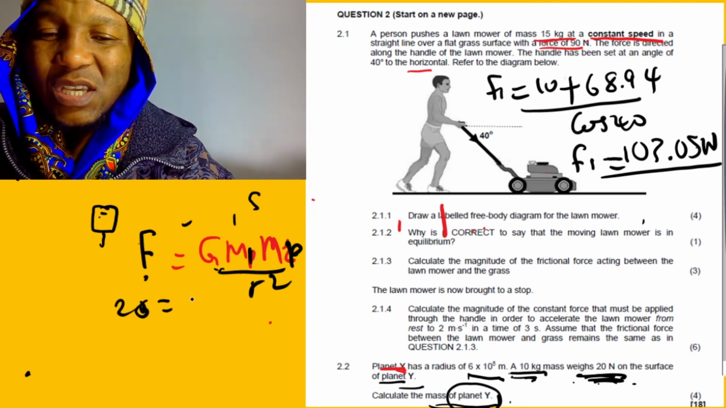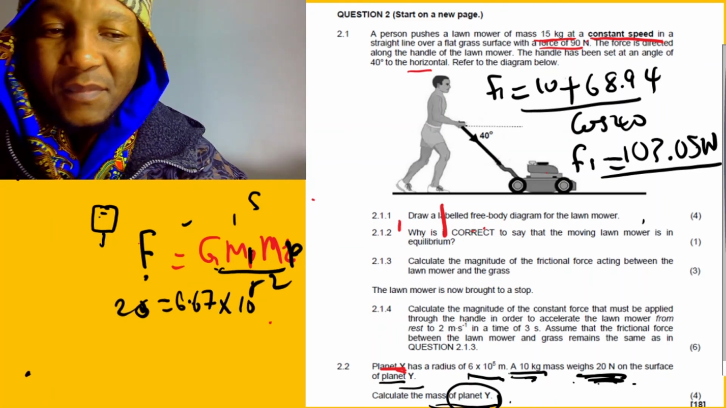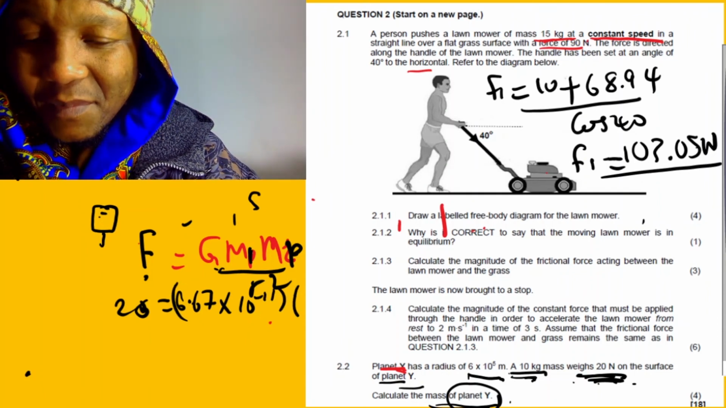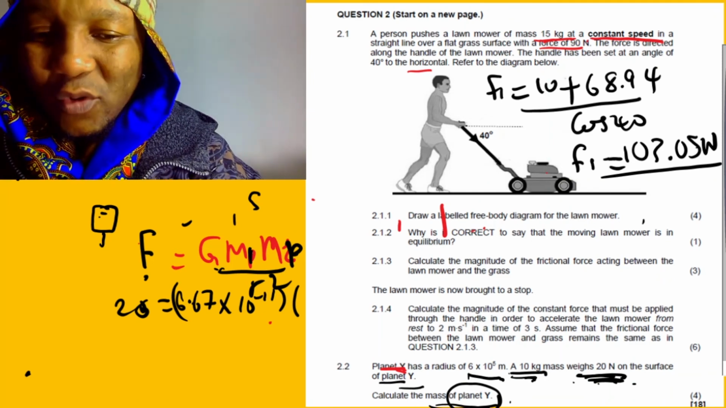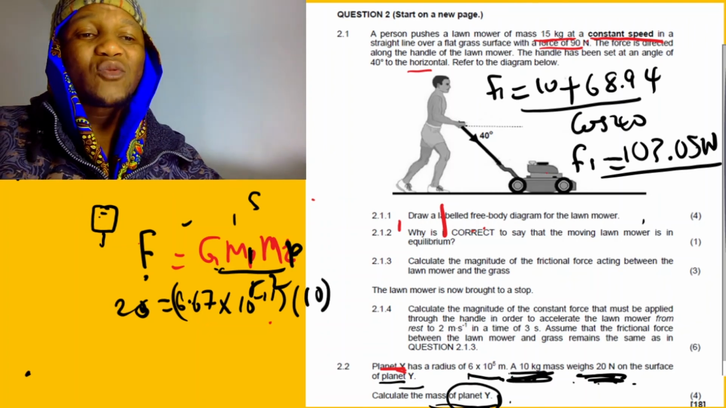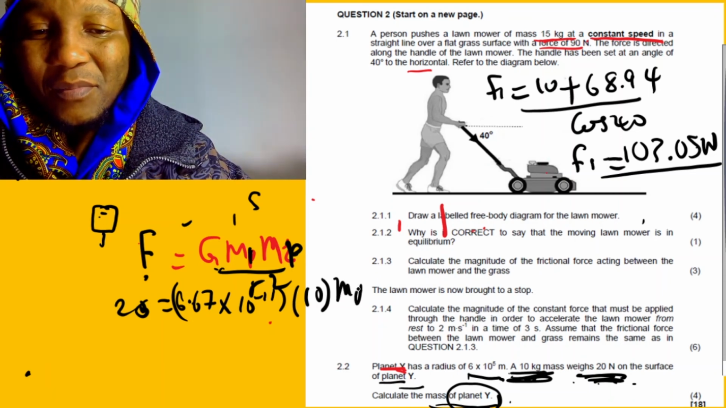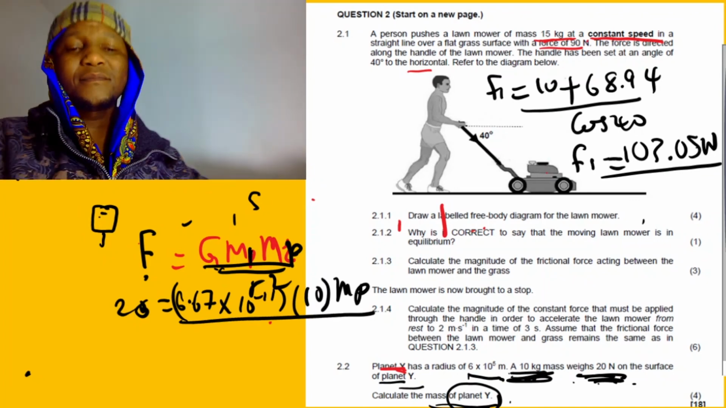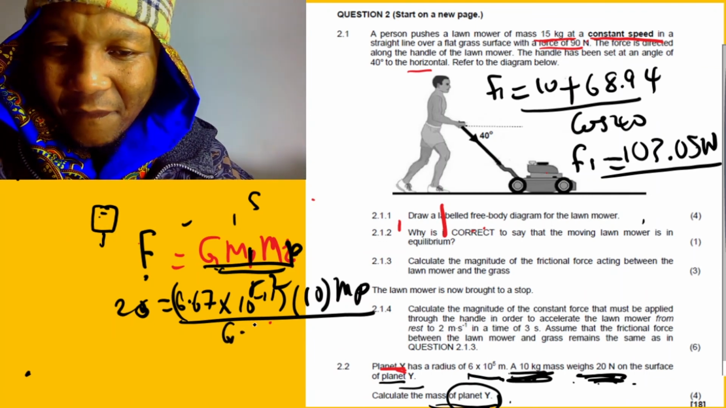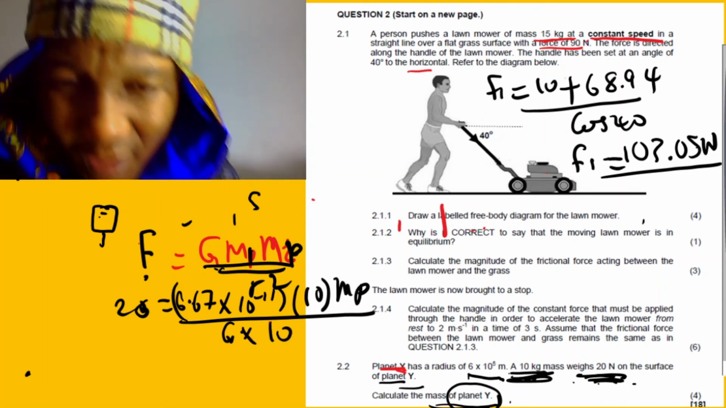Equal to G. We know our G. Our G equals 6.67 times 10 power negative 11, times mass 1. Mass 1 equals 10, because they say here the mass of the weight is 10. The mass 2, that's what we're looking for. Let's say this is the mass of the planet. So over the square of the radius, we know the radius, which is 6.6 times 10 power 5.